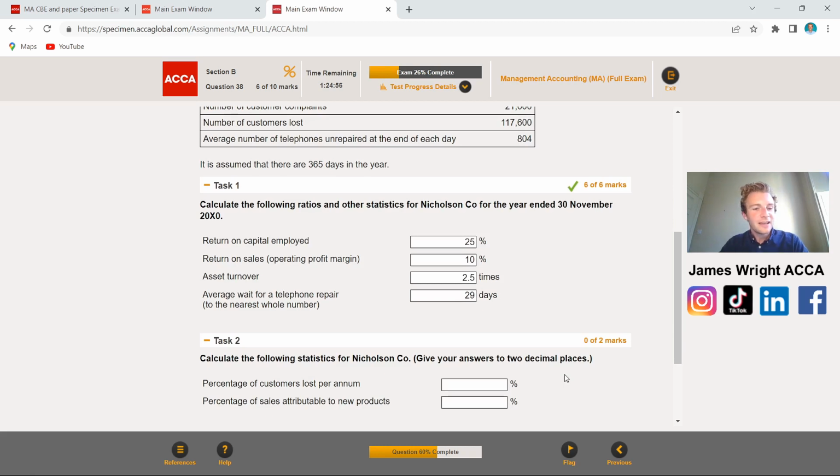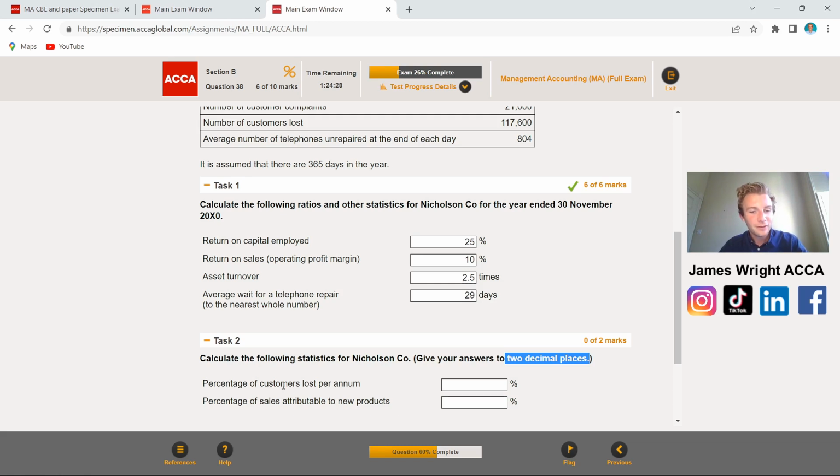So just taking you down to some more statistics, where you go, oh my word, James, we've never done anything on this. Easy 2 marks, not to throw away. Just focus in on the key terms that you were asked in the question, follow the statistics and give your answer to 2 decimal places. It's all about the percentage of customers lost per annum, and the percentage of sales attributable to new products.